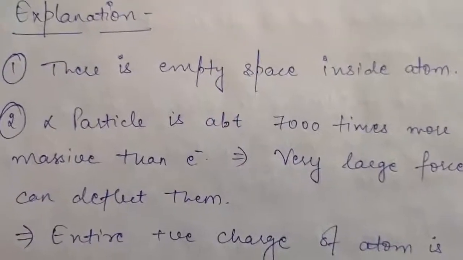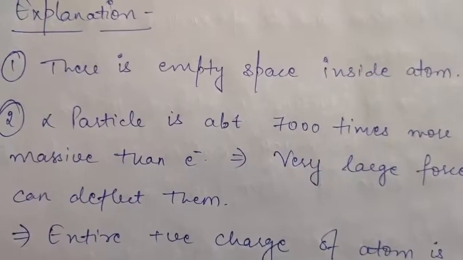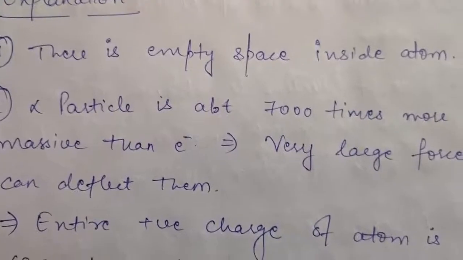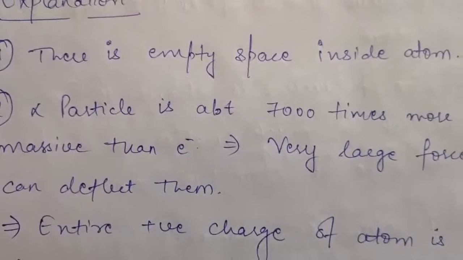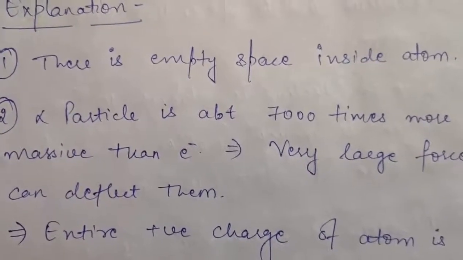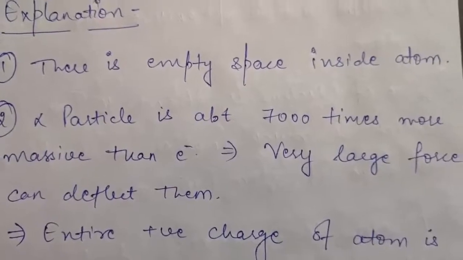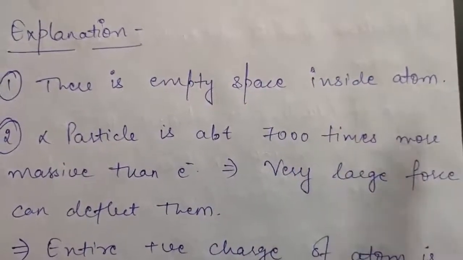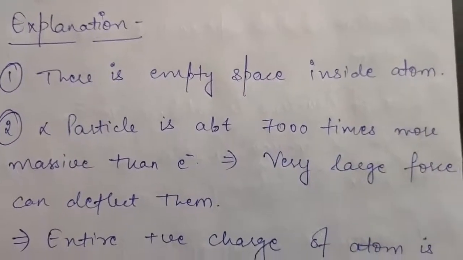Now, based on all these observations, it was concluded that if most of the alpha particles are passing straight without any deflection, that means there must be a lot of empty space inside the atom. So, there is a lot of empty space inside the atom. This was the first explanation for the observation.